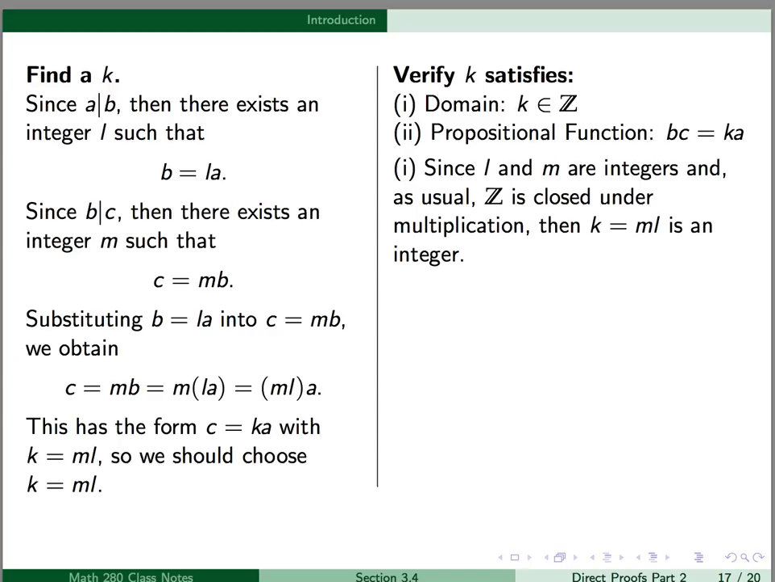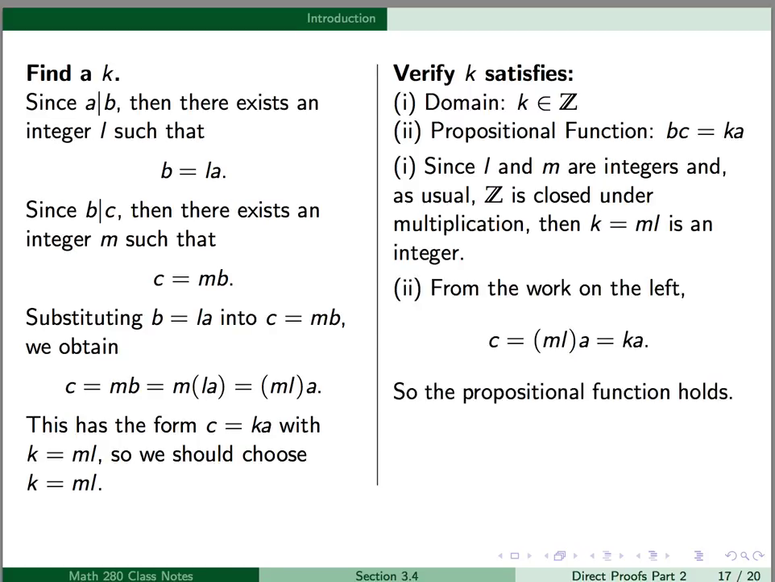And since l and m are integers, we can use our usual condition that Z is closed under multiplication to conclude that k equal ml is an integer. And from the work on the left, we've got c is equal to the quantity ml times a, and ml is k, so we get c is equal to ka. So our propositional function holds. So this proves the existential statement, which then proves our result, and so thus a divides c.